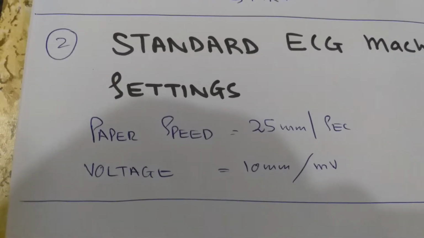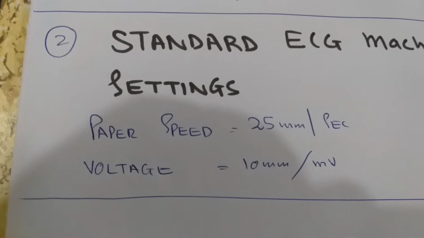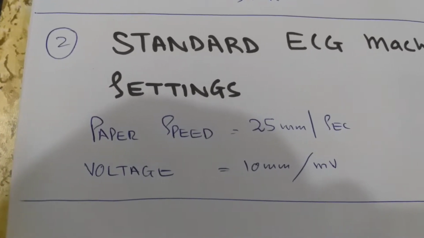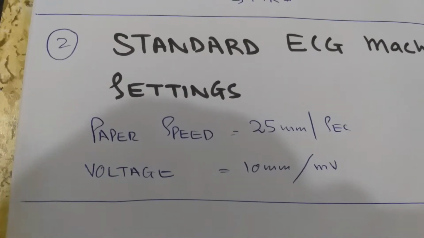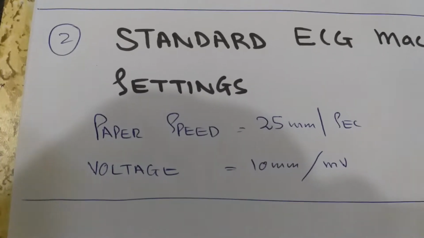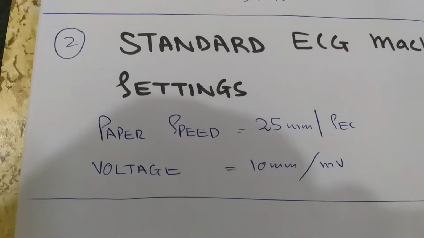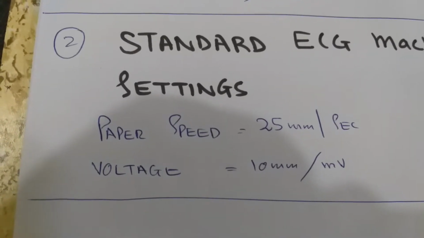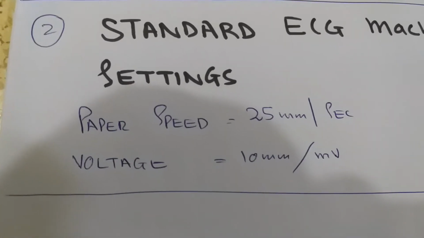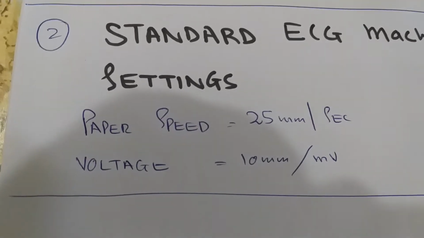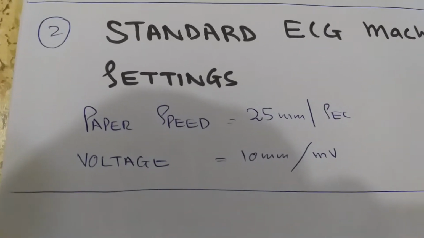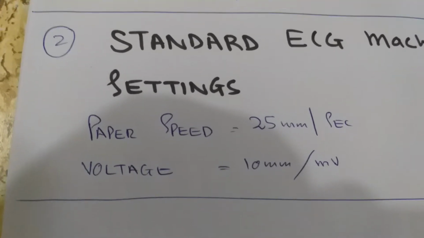Just to give a glimpse of it, in 1 second, 25 millimeter or 5 large boxes or 25 small boxes should come out of the ECG machine. This much paper should come out in 1 second. This is the standard speed. Along with the standard speed, there is also the standard voltage of the machine, which is 10 millimeter per millivolt.